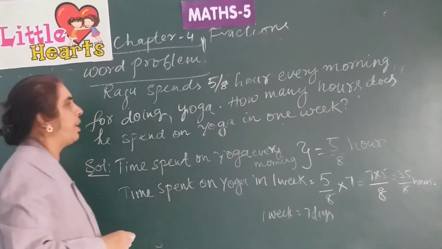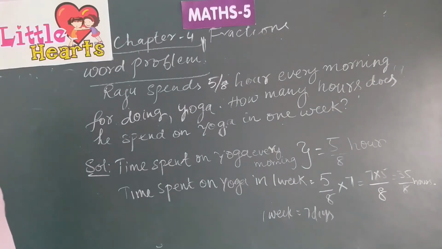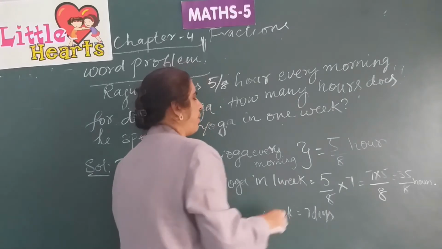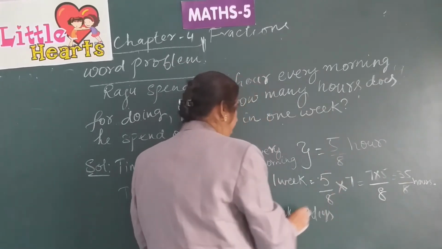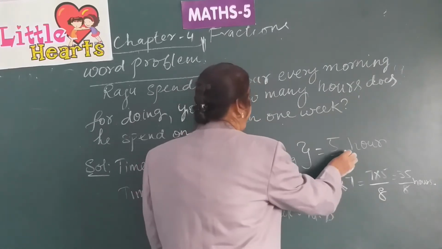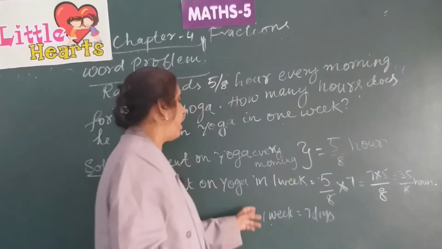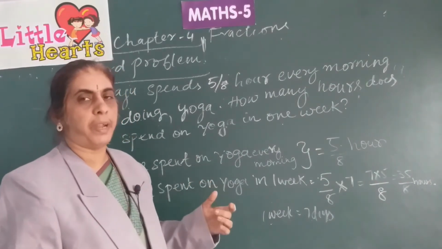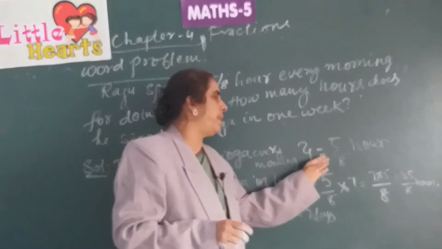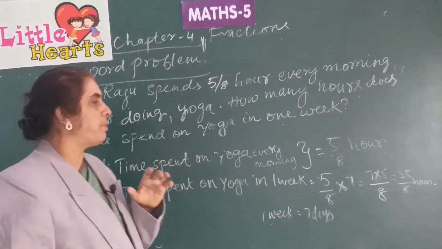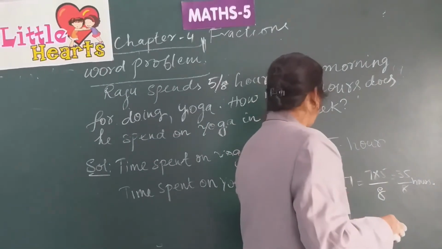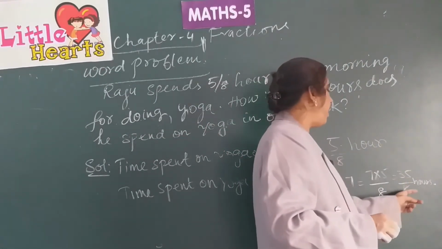And what you need to find out? Time spent on yoga in 1 week. Time spent on yoga in 1 week is equal to 5/8 into 7, because 1 week is equal to 7 days. So for 1 day he spends 5/8 hour. For 7 days, how much time does he spend? 1 to many is multiplication. 1 day time spent is given. We have to find the time spent in 1 week. So 5/8 into 7, that is 7 into 5/8, 35/8 hours.